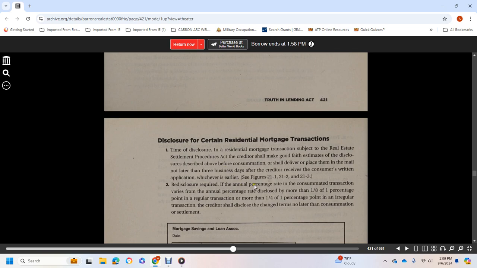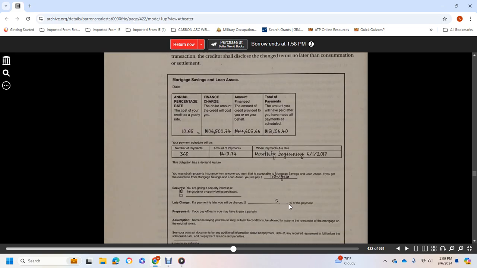Redisclosure if the annual percentage rate of the consummated transaction varies. If the annual percentage rate disclosed is more than 1/8 of 1 percentage point off in a regular transaction, or more than 1/4 of 1 percentage point off in an irregular transaction, the creditor should disclose the changed terms no later than consummation or settlement.